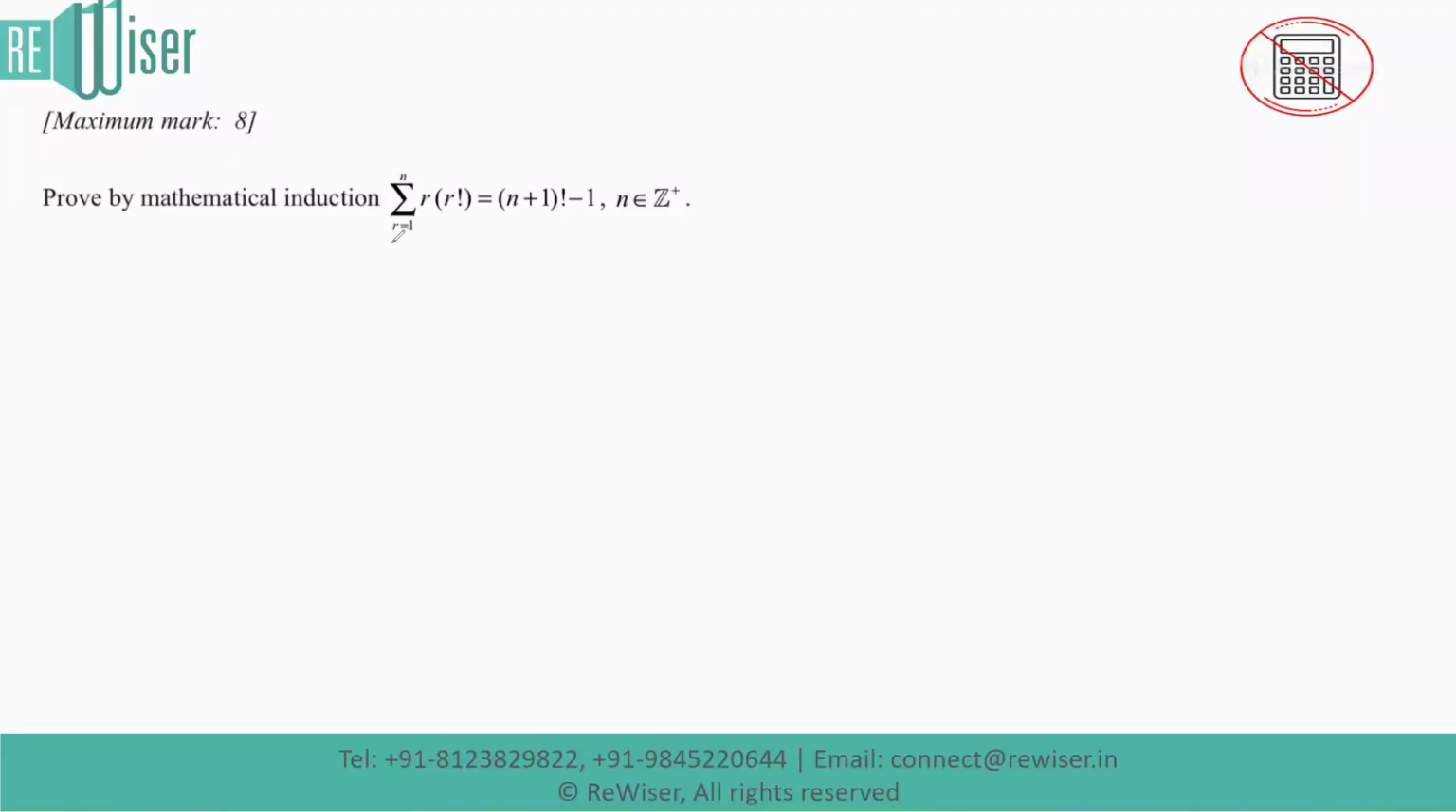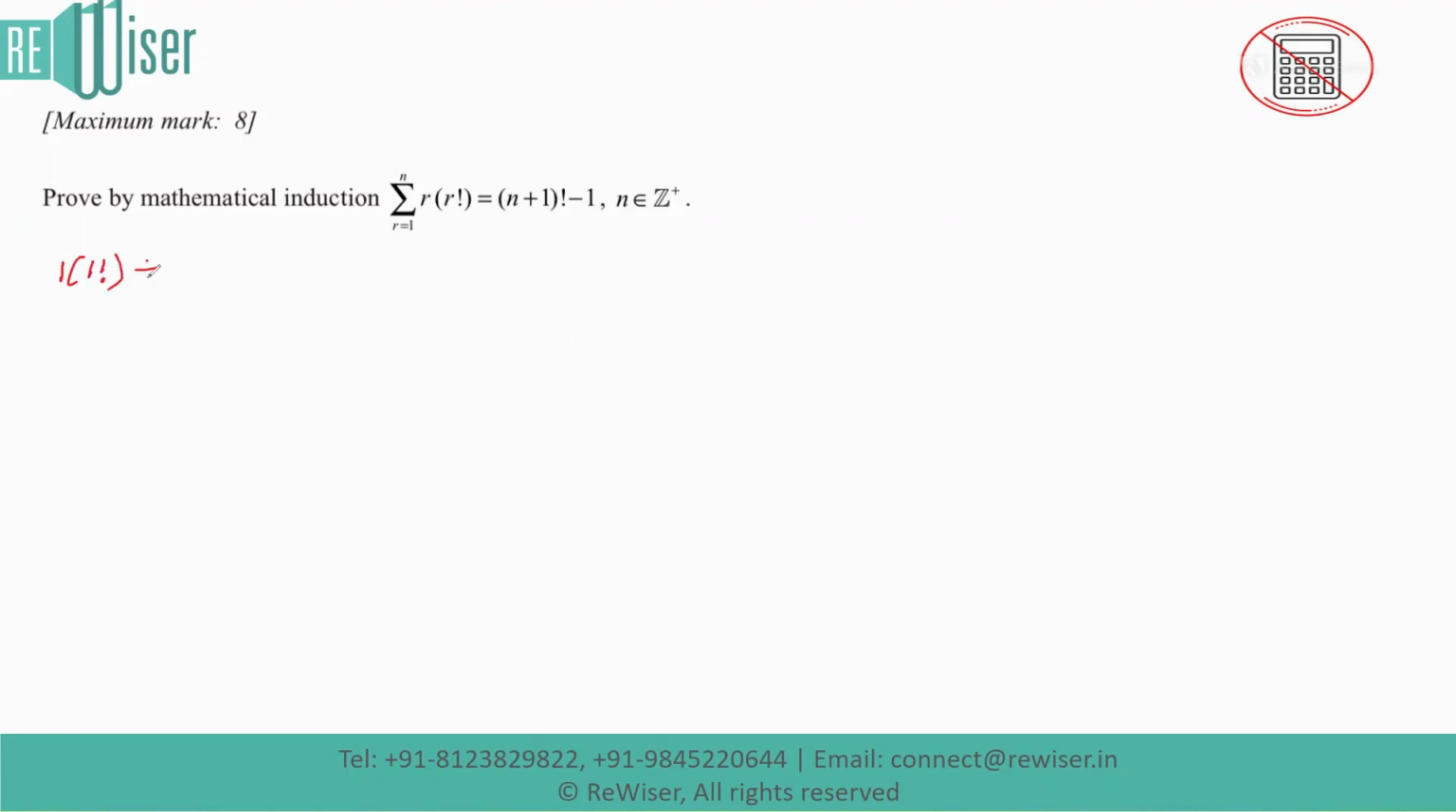by mathematical induction. That is, summation of r equals 1 to n of r times r factorial is equal to (n plus 1) factorial minus 1. So now, first of all, if I write this summation notation in the expanded form, this is how it would look. For the first term, when I put r as 1, that is going to be 1 times 1 factorial.